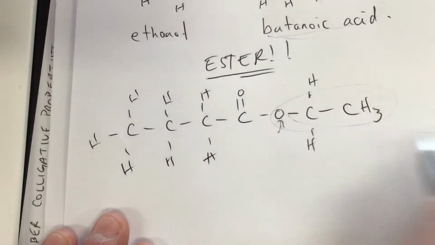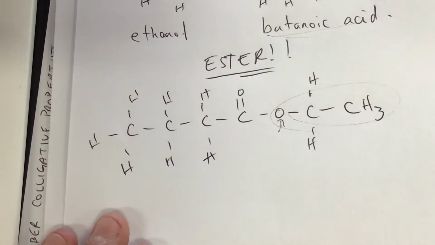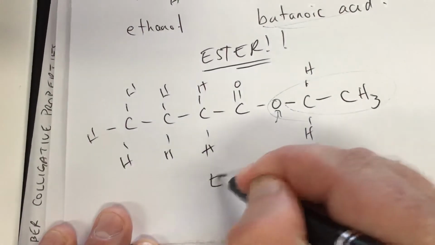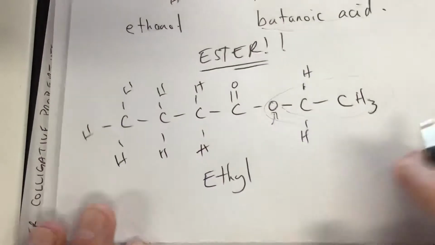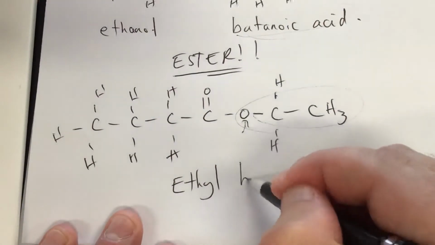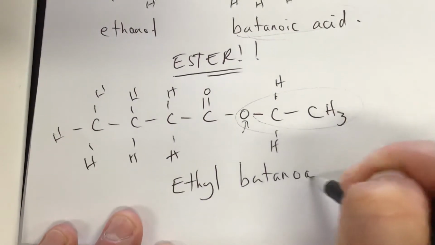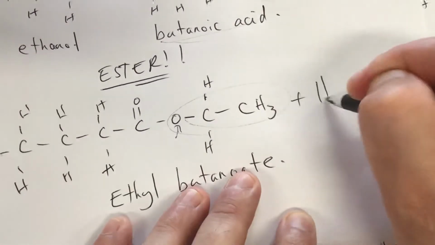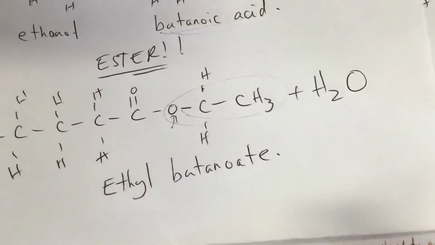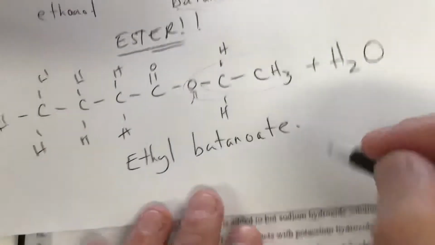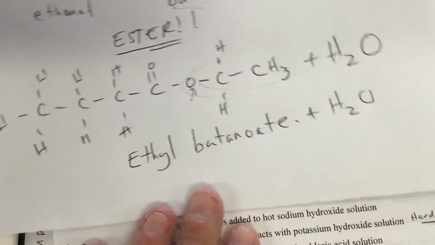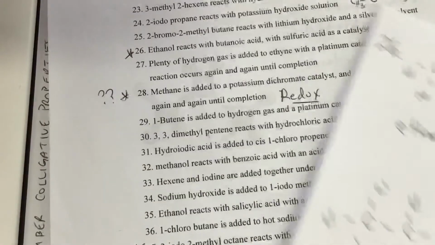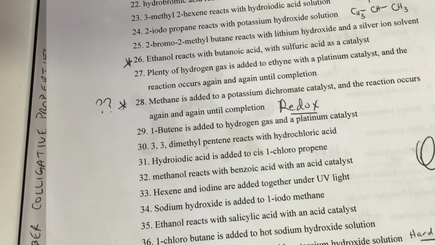What does this make? We talked about the alcohol group first, so this makes 2 carbons, so this makes ethyl. And then the 4 carbons, we've got butanoate. That's what that makes. Plus, of course, we get some water coming off at the end too. Ethyl butanoate plus water. This is a good one. You should practice this one. You need to know this one.